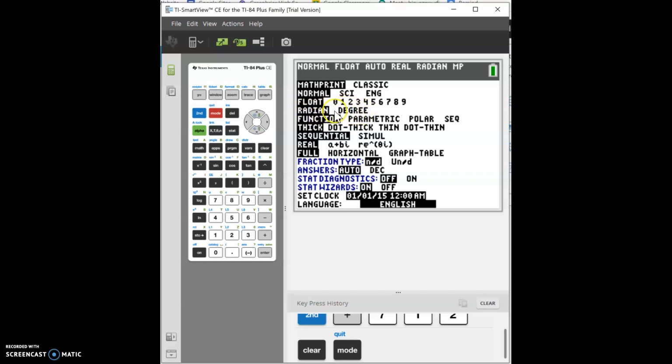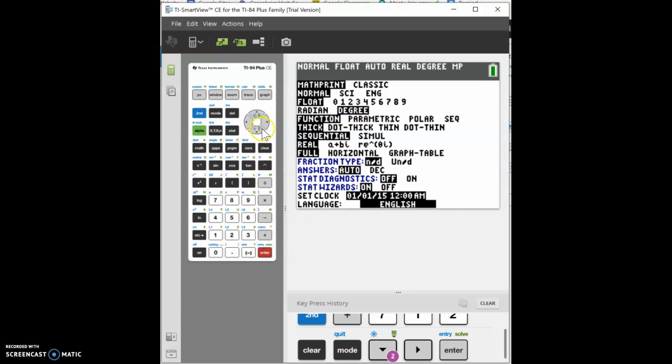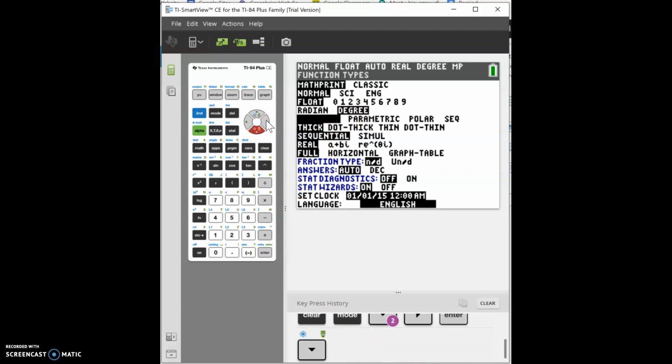So we're going to be in degrees, and we also need to change to polar right here. So I'm going to go down and over, highlight the word degree, and hit enter, and then arrow down and over and highlight the word polar and enter. The rest of these things are all going to stay the same. Okay, to get out of the mode menu, you go to quit, which is second mode.